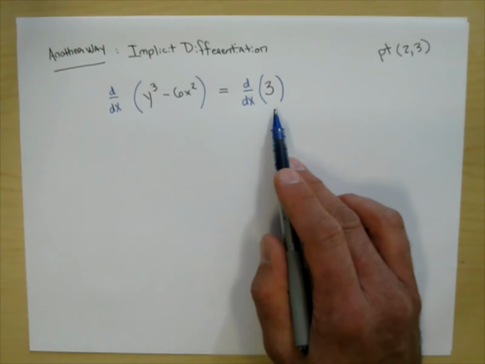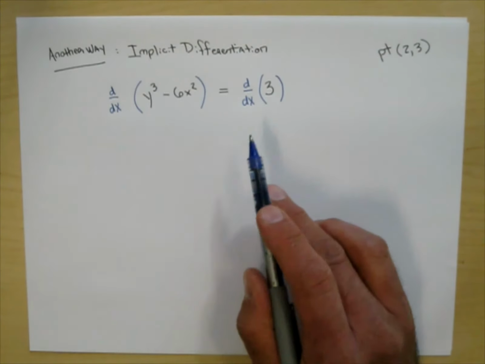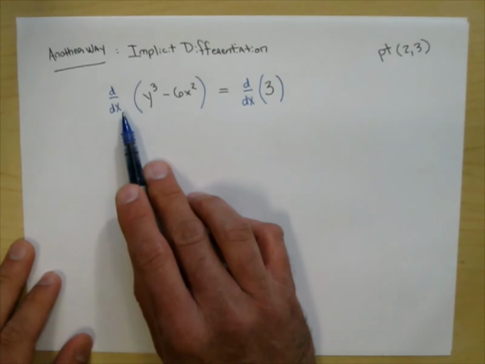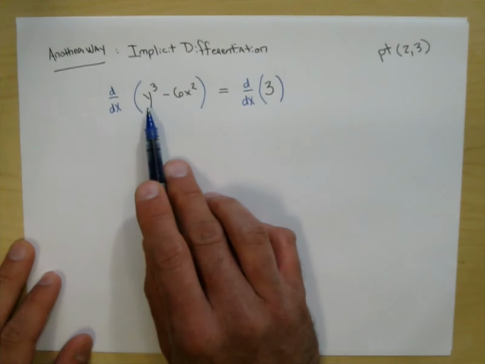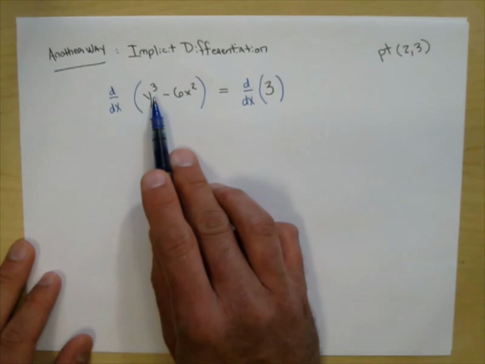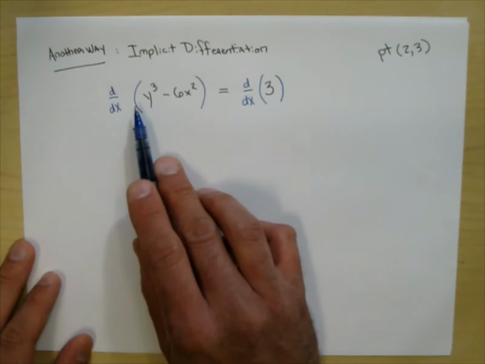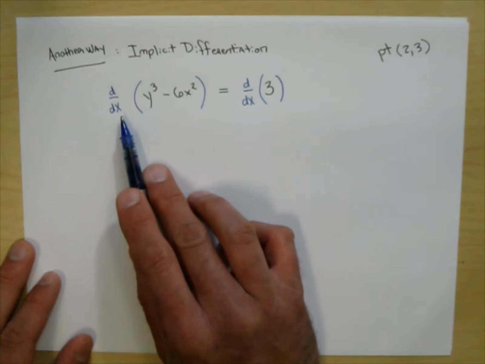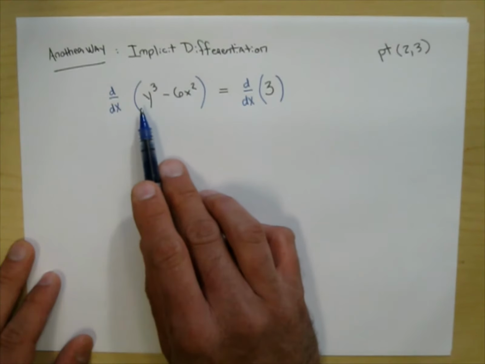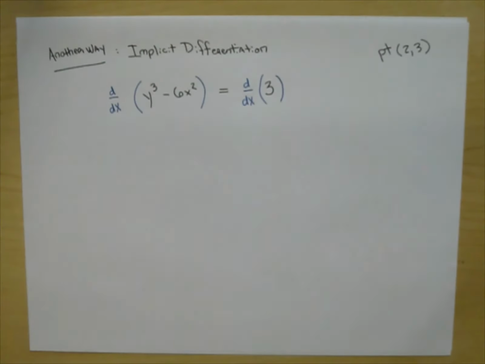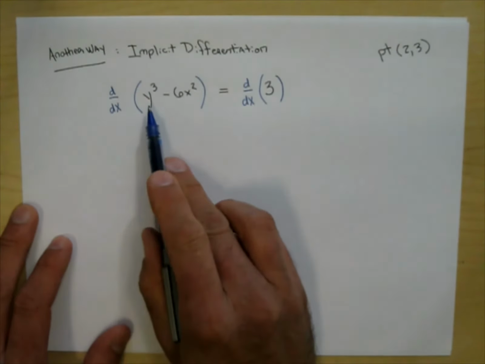Okay, so that is what we can do. Now here's the deal. We're taking the derivative of y cubed with respect to x. So this is a tricky thing now. We've never done this before, and we will get a lot of practice on this kind of deal on the next page. But for now, let's go ahead and take the derivative.